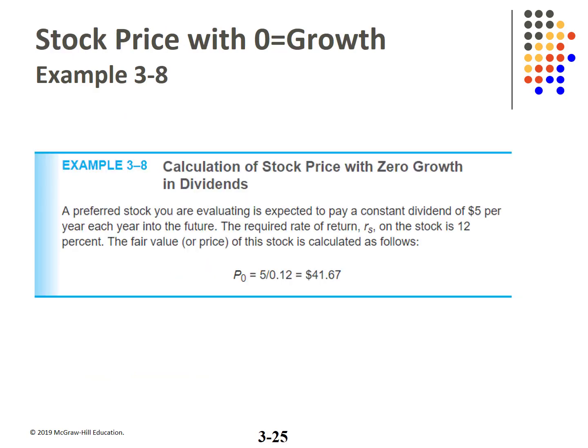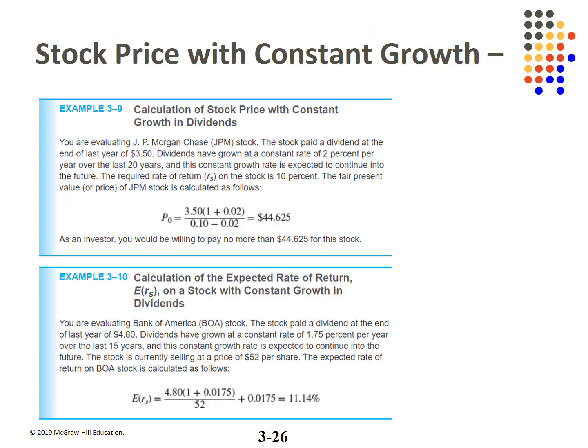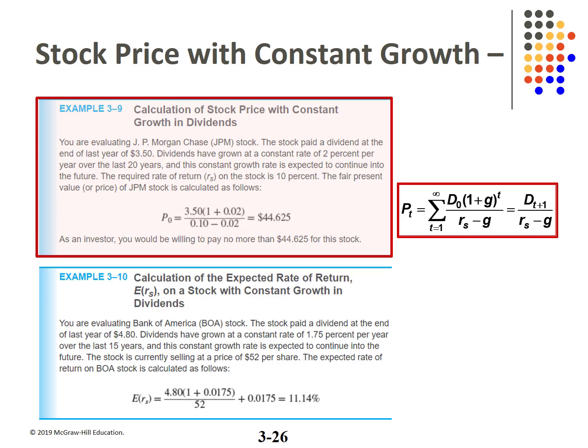Example 3.8 covers finding the price of a stock which has zero dividend growth, basically preferred stock. Constant dividend is $5 a year, required return 12%. Easy to find the price is $5 divided by 12%, $41.67. Examples 3.9 and 3.10 deal with stock with a constant rate of dividend growth. Example 3.9 finds the stock price.